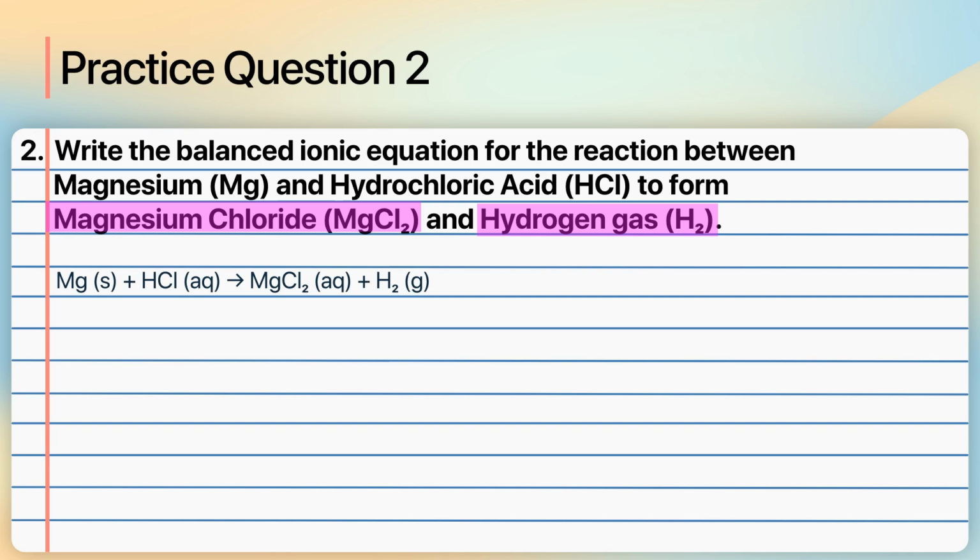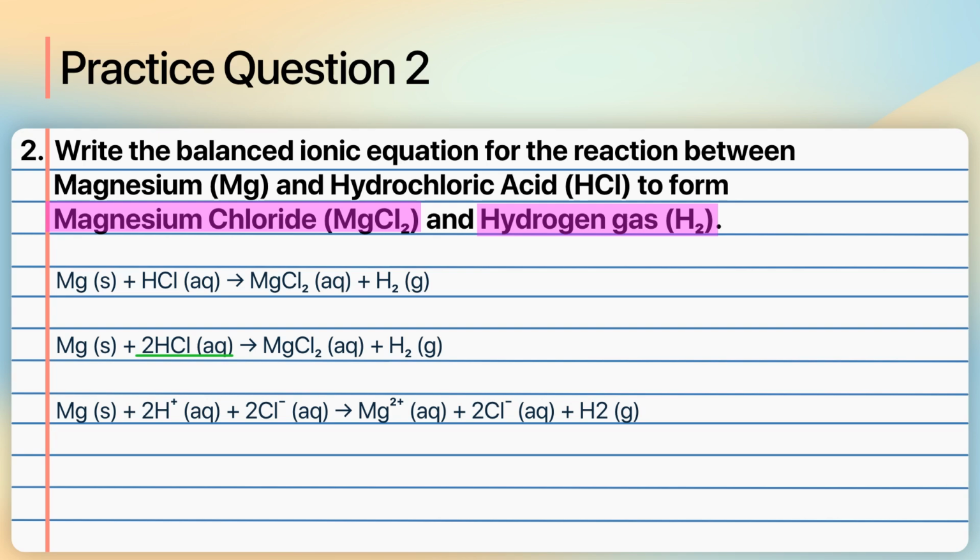To balance this, we need to multiply HCl by 2. Then we need to write the complete ionic equation by dissociating the aqueous compounds into their ions to give the following equation. We can see that our negative chlorine ions are spectator ions, as they don't change from reactant to product. Therefore, we can exclude the spectator ions to find the net ionic equation.